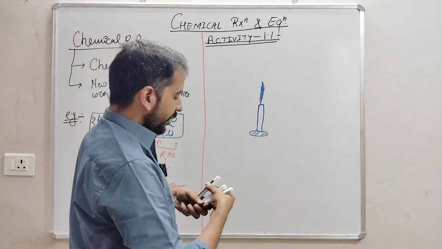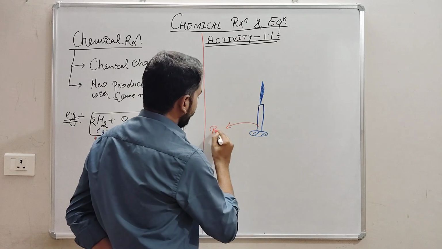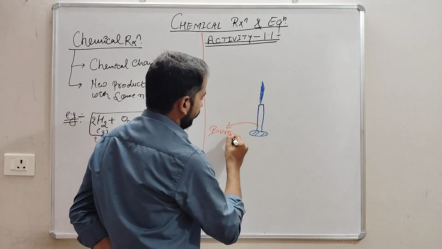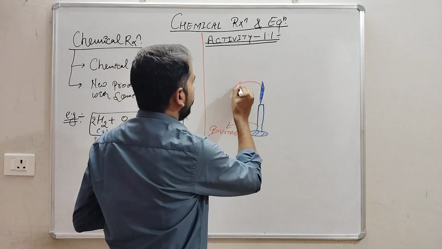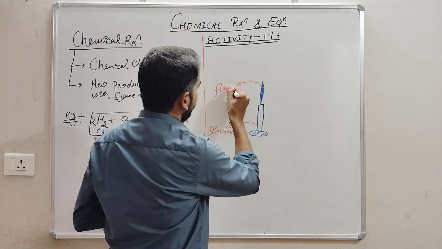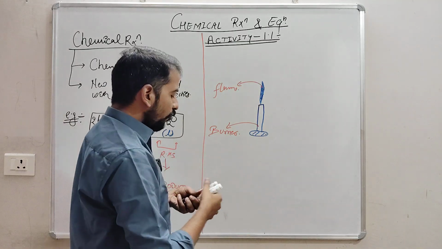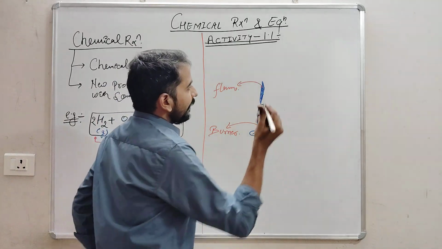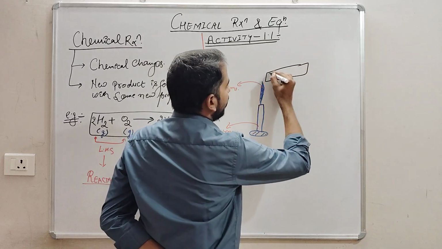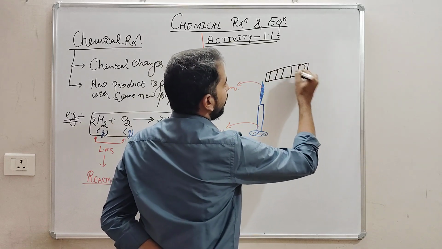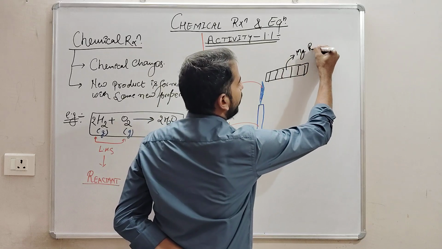Okay, so this is burner. I am saying this one is burner. Okay, and this is a flame. ठीक, ये बर्नर है और ये फ्लेम है. अब उन्होंने क्या बोला है, they said like take one magnesium ribbon. Suppose this is a magnesium ribbon.